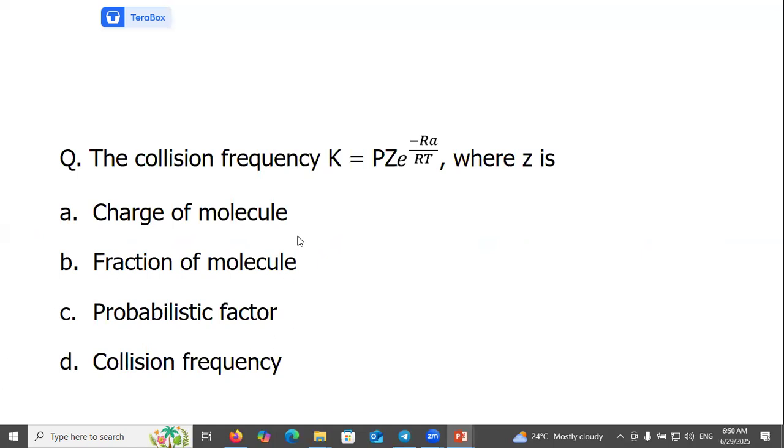The collision frequency, that is the collision frequency.